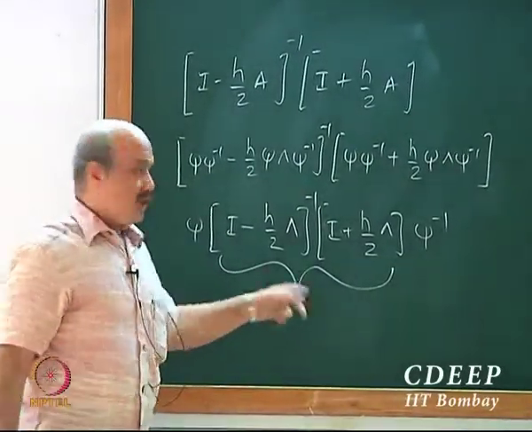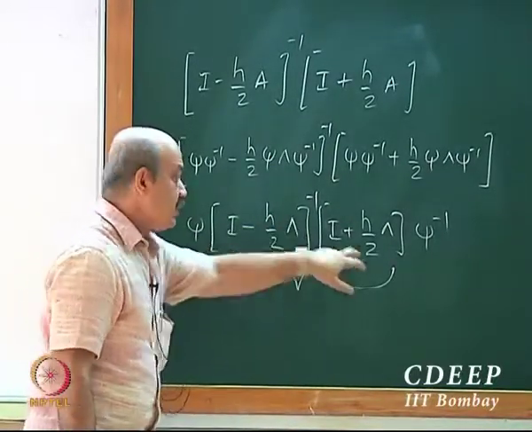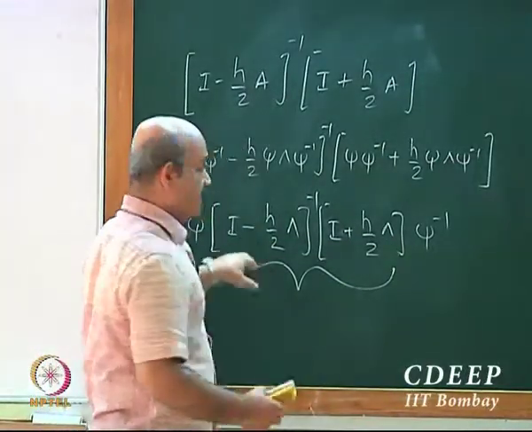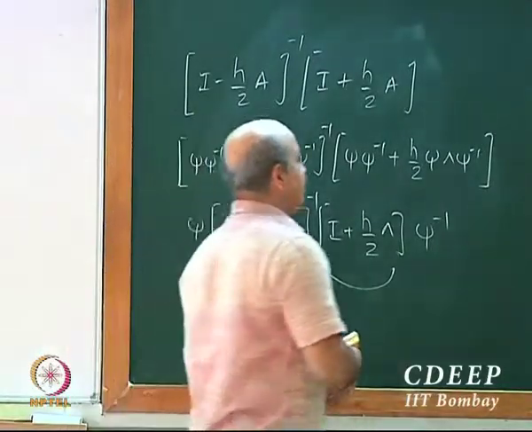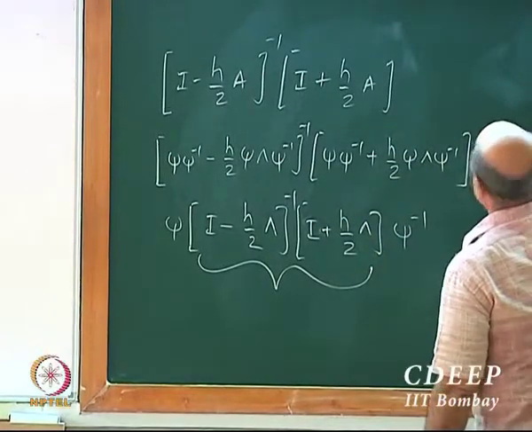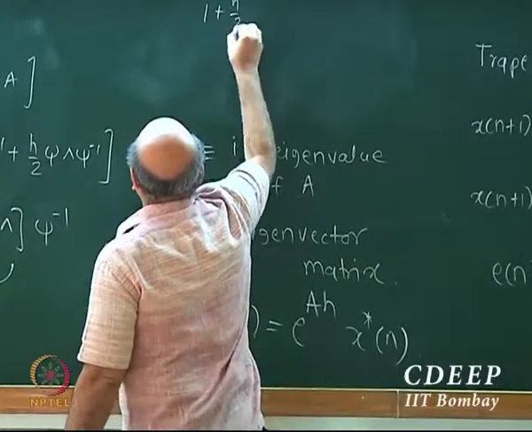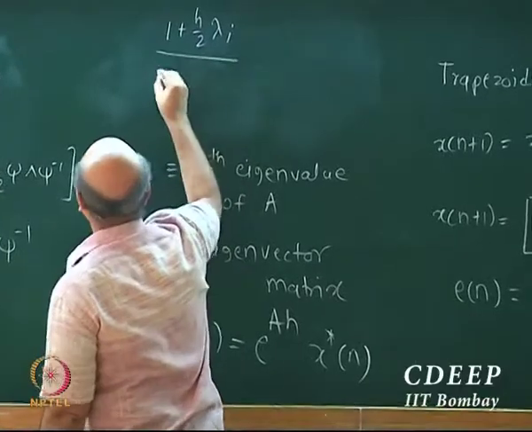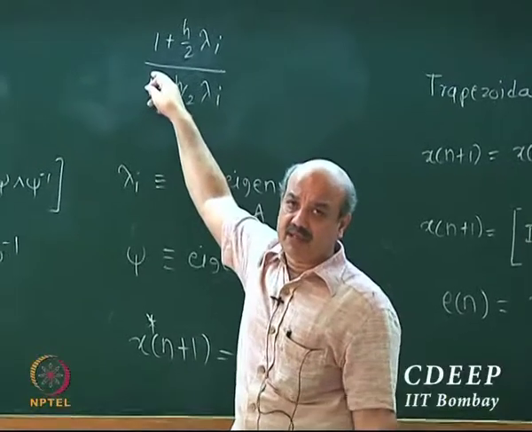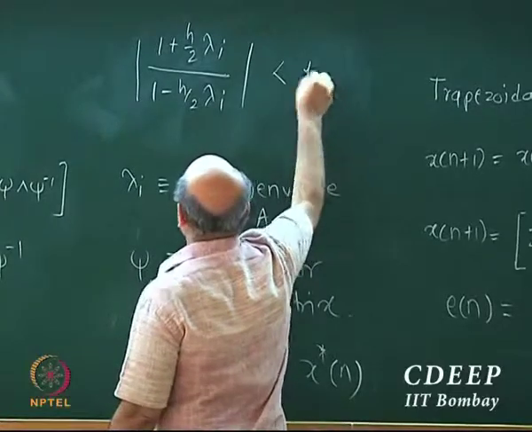Okay, this is a diagonal matrix. This is a diagonal matrix because lambda is a diagonal matrix, I is a diagonal matrix, I plus h by 2 lambda is a diagonal matrix, and this is a diagonal matrix. So with this particular matrix, the diagonal element of this matrix will be of the form 1 plus h by 2 lambda i divided by 1 minus h by 2 lambda i. That will be the diagonal element of this matrix. And then we want this to be strictly less than 1 for all i.